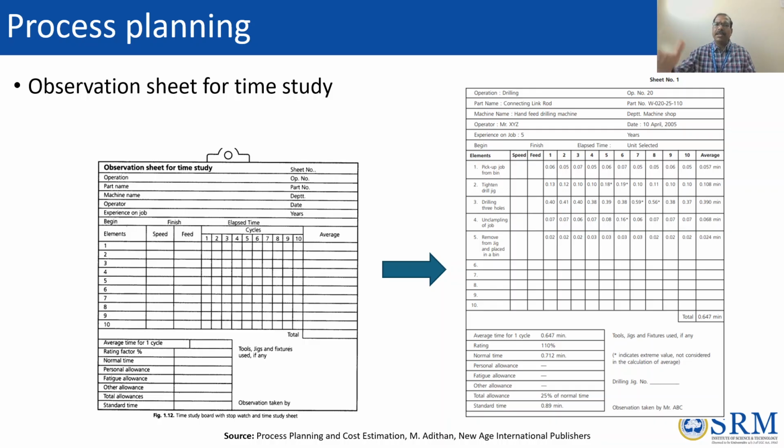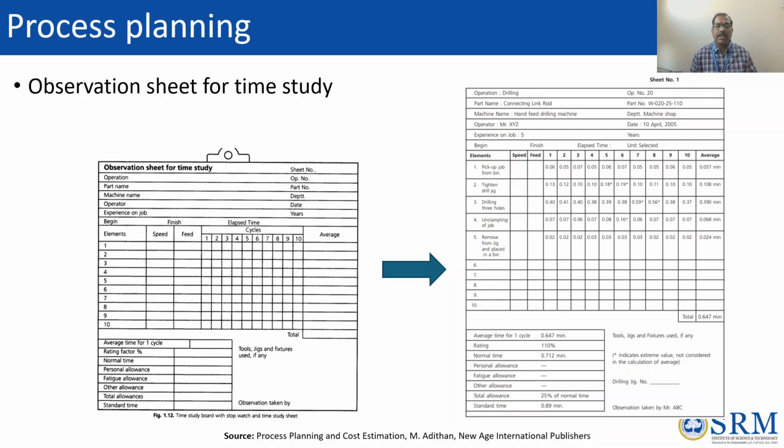tracking that, and sometimes with this information the supervisor will check, oh, why is this much time required, why is this much delay happening. Okay, for example, tightening a drill: 0.13, 0.12, 0.10, 0.10, 0.18. So what is that star value? 0.18, 0.19. This indicates an extreme value, not considered in the calculation of average. Means they are not considering that, but this data will be available. Then the supervisor will check what went wrong in tightening the drill.